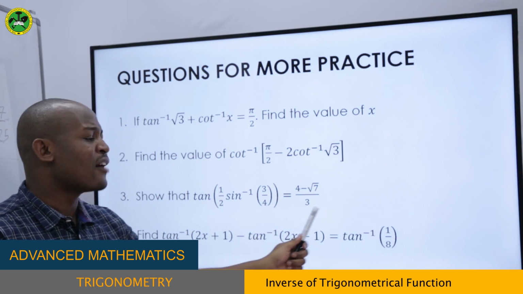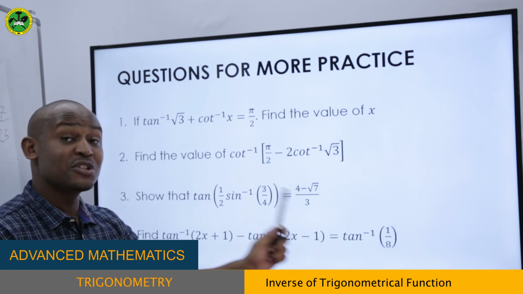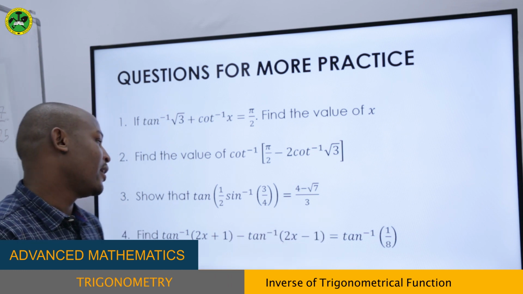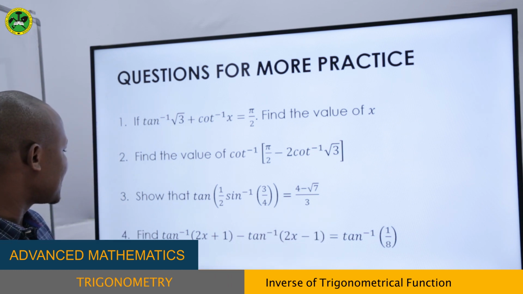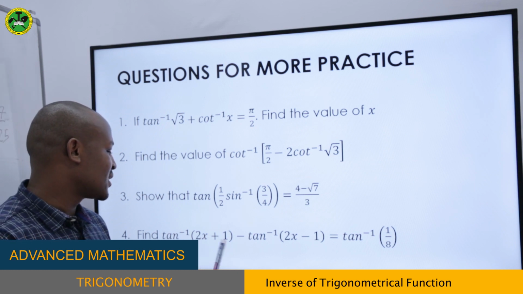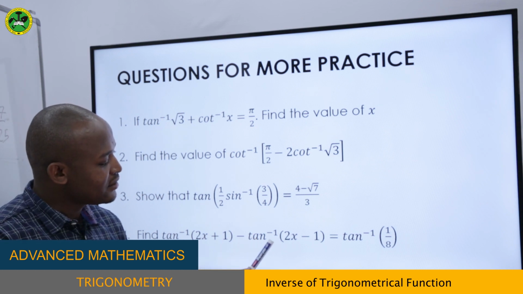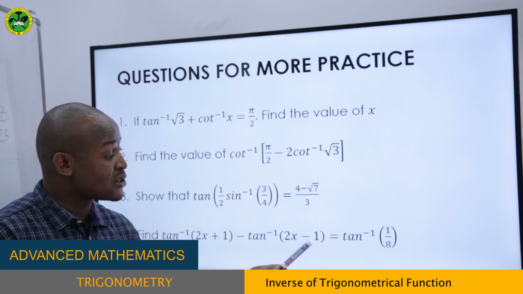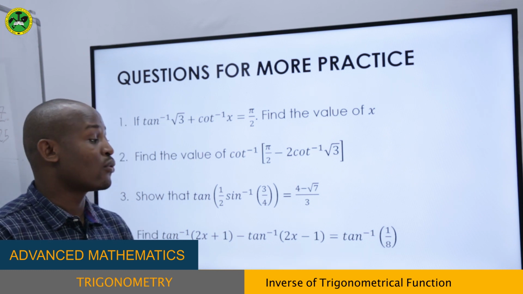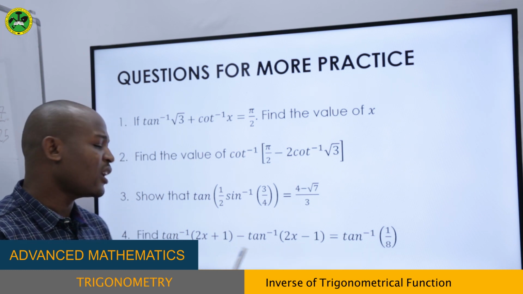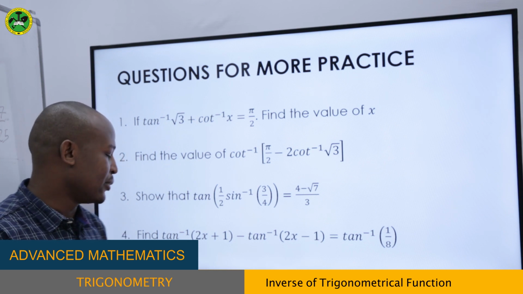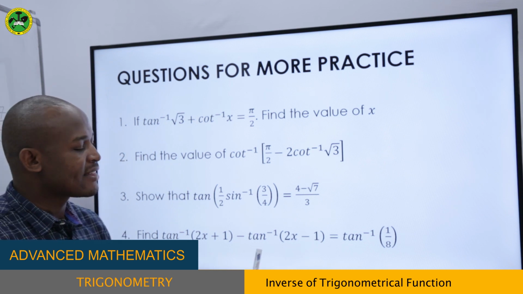So please, make sure you obtain the right answers. For example, there you have an answer. If you don't get this, that means you are wrong, so make sure you get that expression. Also, we have tan inverse of x plus 1 over 2x plus 1 minus tan inverse of 2x minus 1 is equal to tan inverse of 1 over 8. Fairly easy. Make sure you do it and find the answers to that.